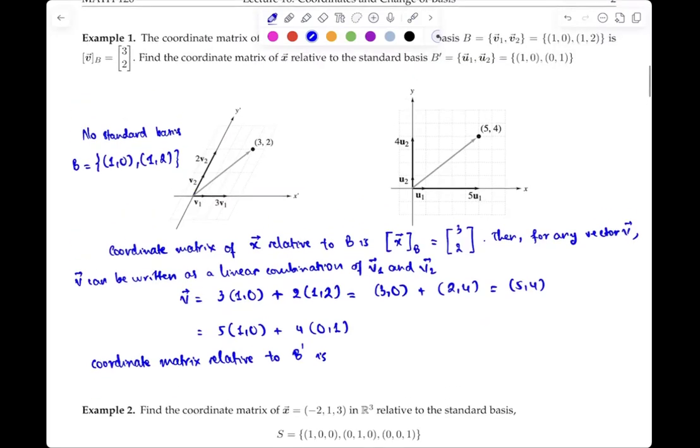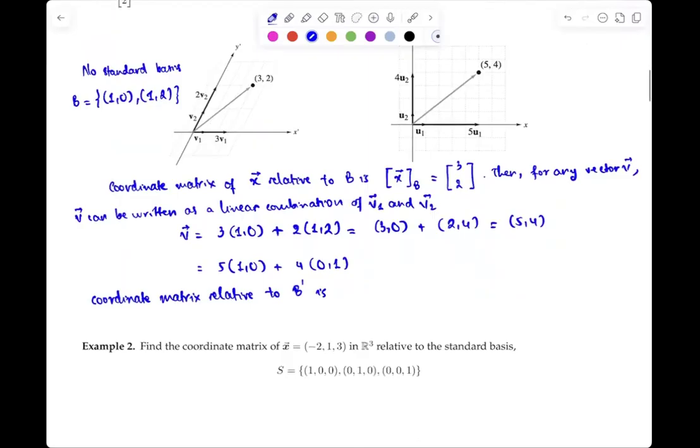the coordinate matrix of x relative to B prime is equal to 5, 4. So the 5 and 4, again, are going to be the coefficients that we have when we write the linear combination of the vector. Okay.